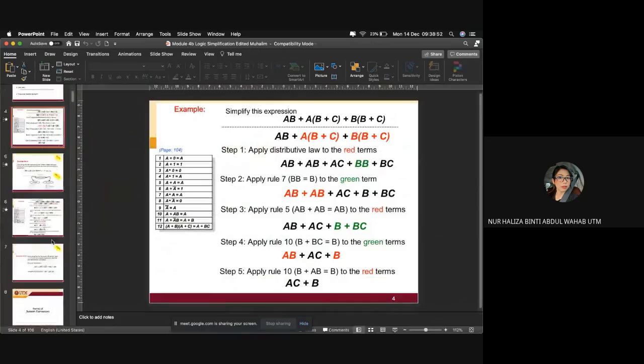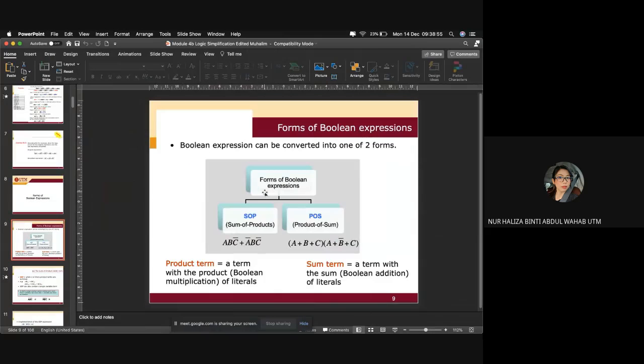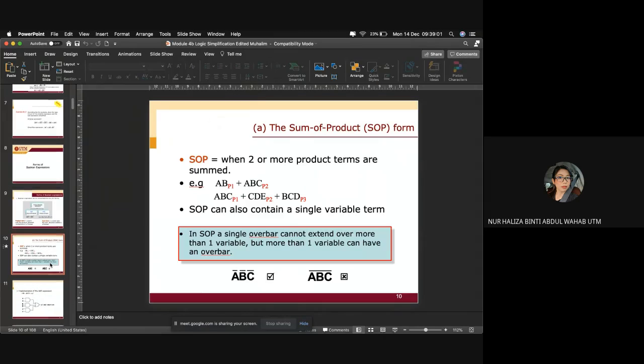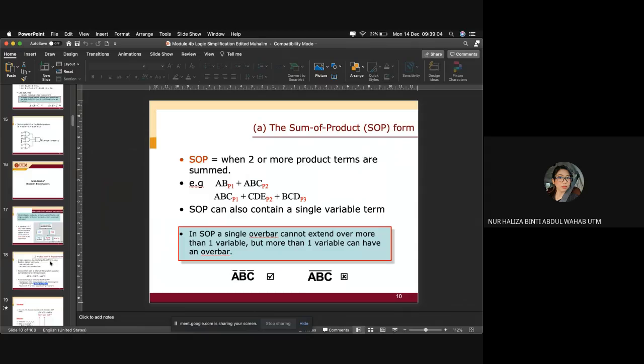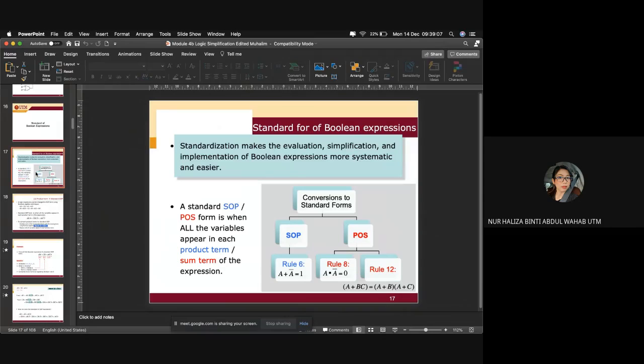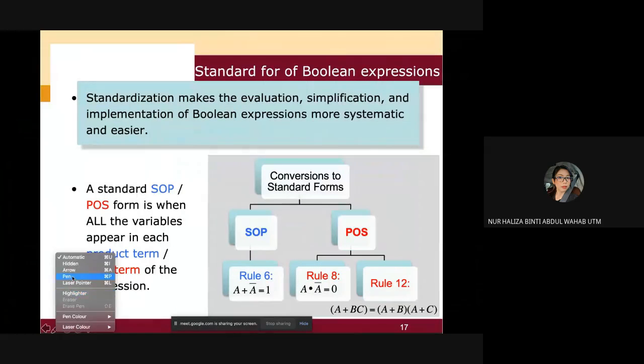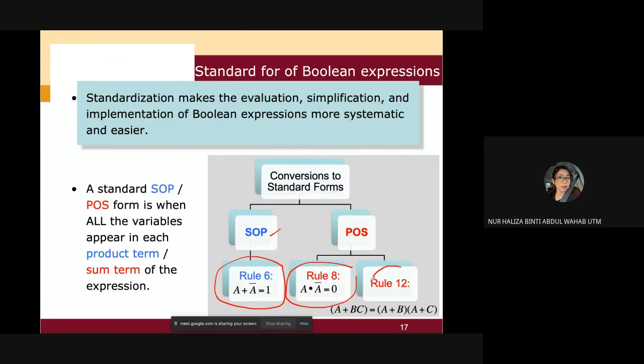So we already covered SOP and POS. In the video, I repeat several times the differentiation between SOP and POS. Please take note of it. You also already learned on SOP that the important thing is you will apply rule number 6 to simplify it, and for POS you're going to use rules number 8 and 12. Is it okay? I hope that you already understand this.